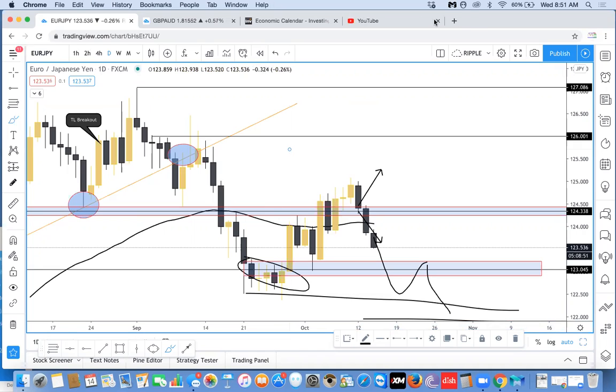All right, is there any other pairs? I believe I went over a lot of them right now. What pair is this right here? Okay. Do you guys have any questions or any pairs that you want me to go over?